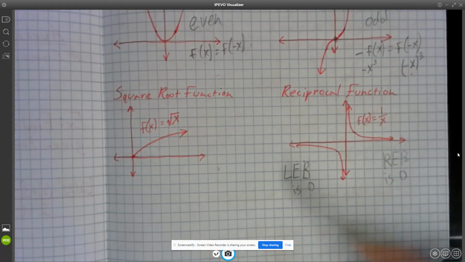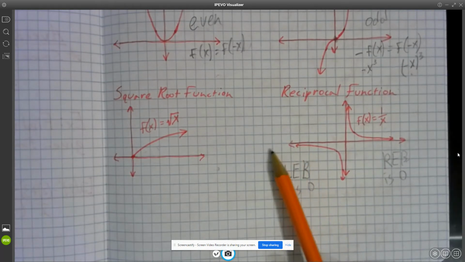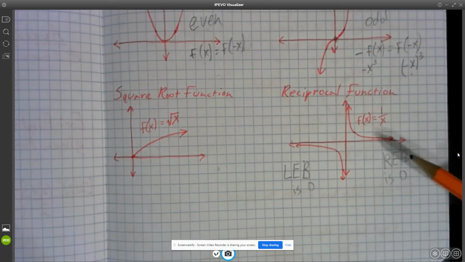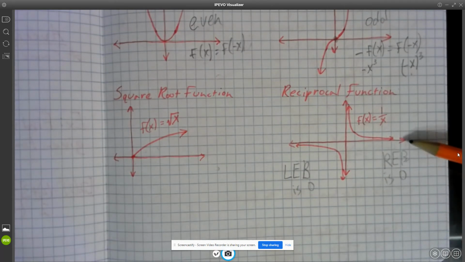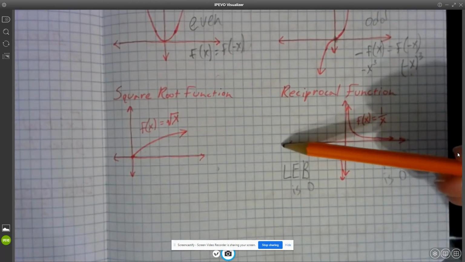I can also talk about end behavior. The left end behavior is going to be 0. This tends to 0. And the right end behavior is the same way. It's going to go to 0. Now, they're going to 0 from opposite sides, but the point is, when you talk about limits, we really care about where they are heading. Both of these are getting closer and closer to 0.